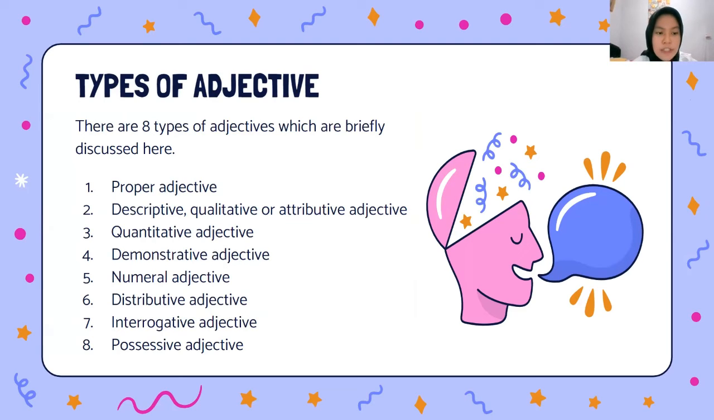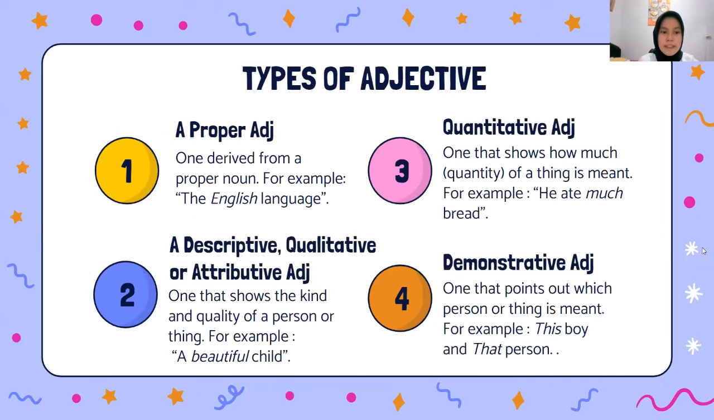First is proper adjective, second descriptive, qualitative, or attributive adjective, third quantitative adjective, fourth demonstrative adjective, fifth numeral adjective, sixth distributive adjective, seventh interrogative adjective, and the last is a possessive adjective. Next. So these are the types of adjective.